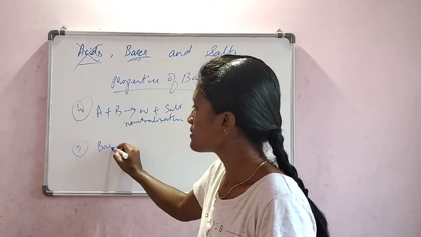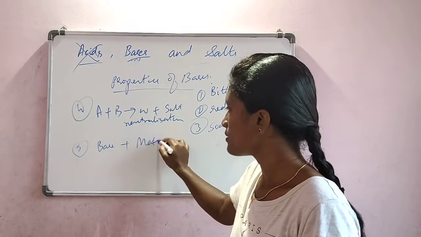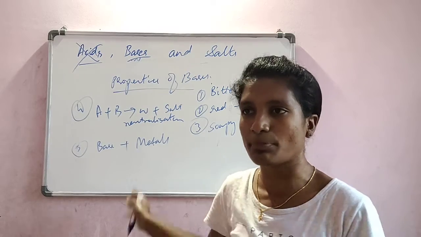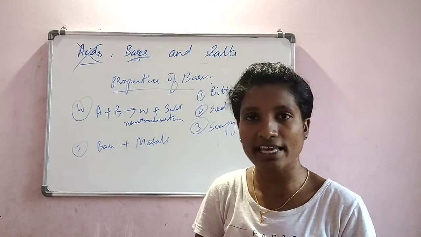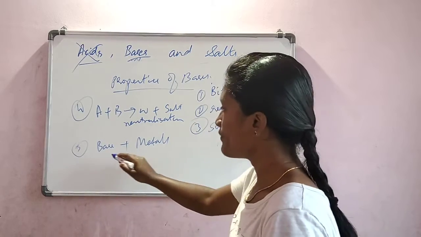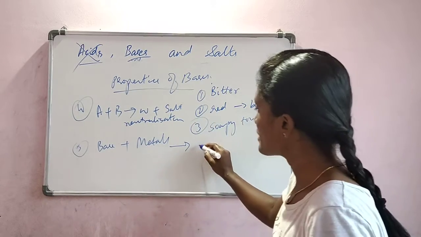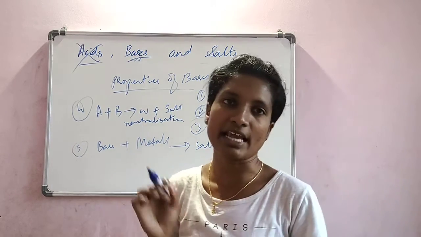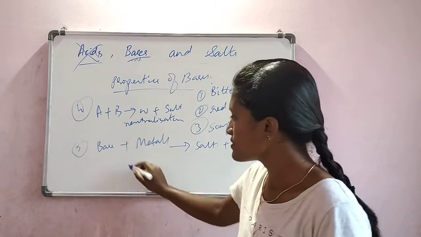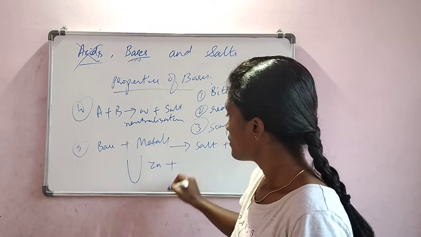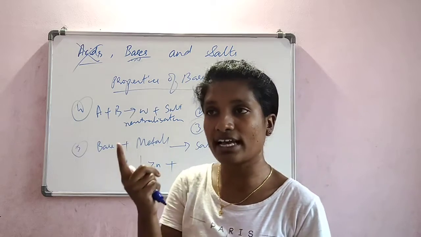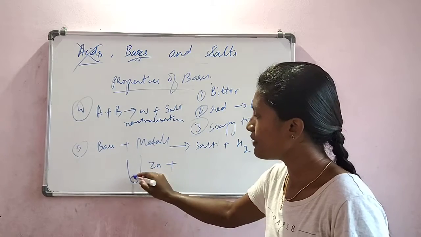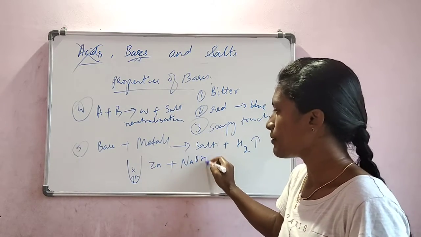Then bases reacting with metals. Remember, when acids react with metals, what happened? It gave the respective metal salt and hydrogen gas was evolved. Here also, when a base reacts with a metal, it gives a respective salt and hydrogen gas is evolved. We can use the same activity. Take some zinc granules. There we used sulfuric acid, zinc granules reacting with sulfuric acid. Here the zinc granules will be reacting with the strong base NaOH.